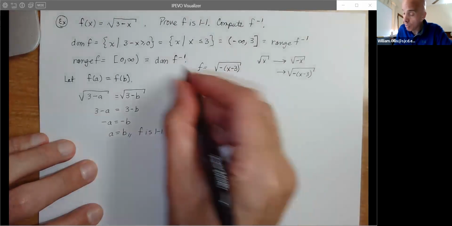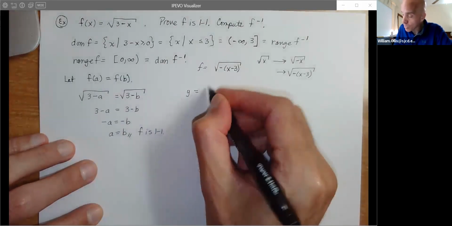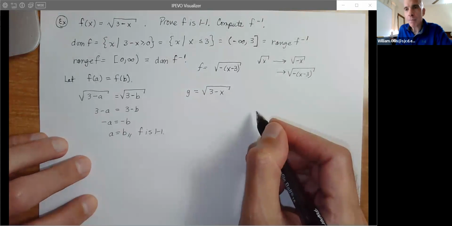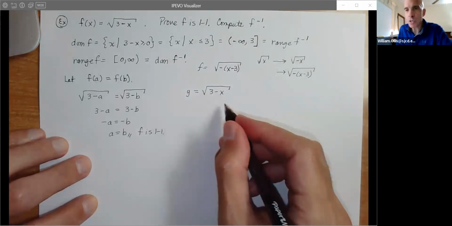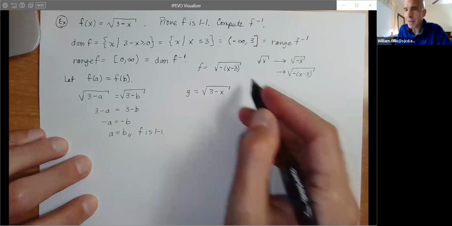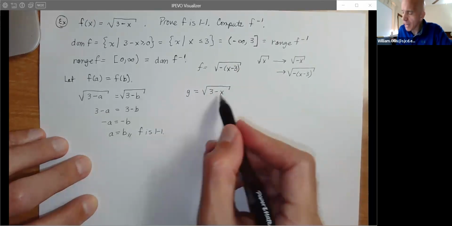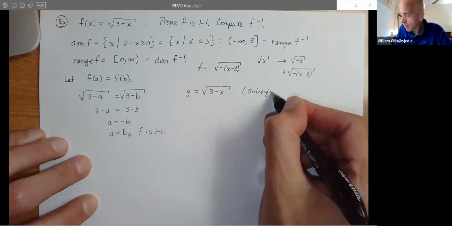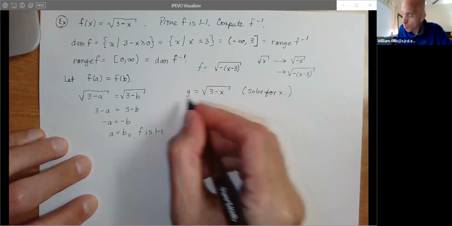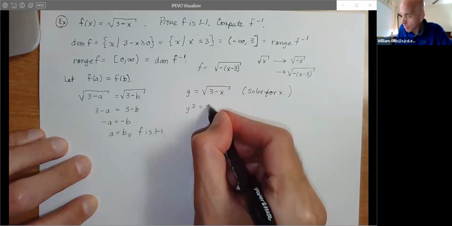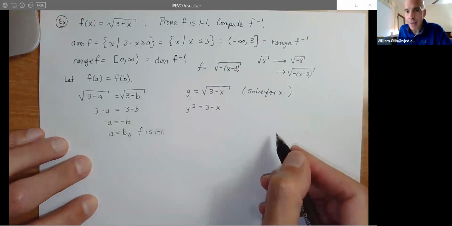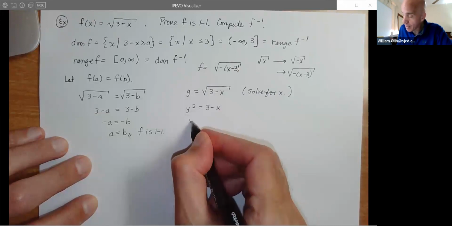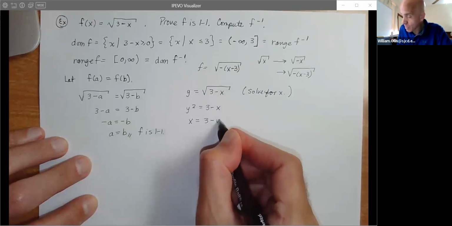So now let's solve. So we have y equals the square root of 3 minus x. And I thought maybe I was too simple on you. We don't have to use the square root property here. So I've made the problem too easy. Okay, so now if we want to solve for x, square both sides. y squared equals 3 minus x. And so now, of course, we want to solve for x. So let's take the x over and the y squared over. So x equals 3 minus y squared.